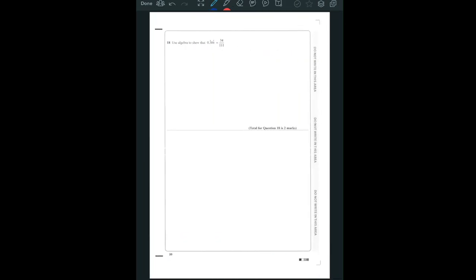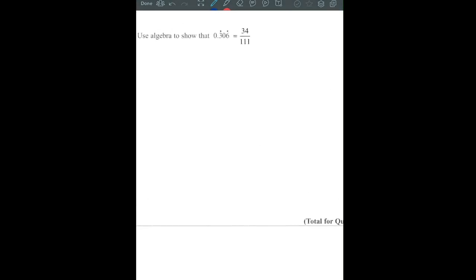Question 18. Use algebra to show. Do not cheat with your calculator, is what those first few words tell me. Well, this is our recurring decimals technique. We start by throwing algebra at it. Let x be the thing.